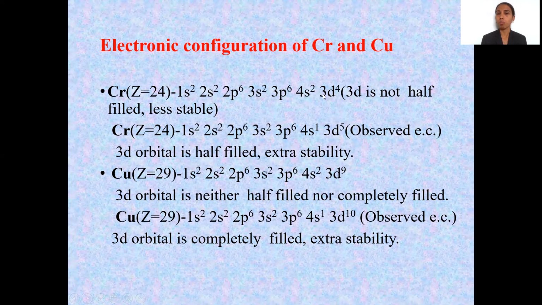So that is why the expected electronic configuration is 4s2 3d4, but the observed electronic configuration is 4s1 3d5, because of the half filled orbital having extra stability. Why this electronic configuration? Because half filled orbitals have extra stability. Similar to half filled orbitals, completely filled orbitals also have extra stability.